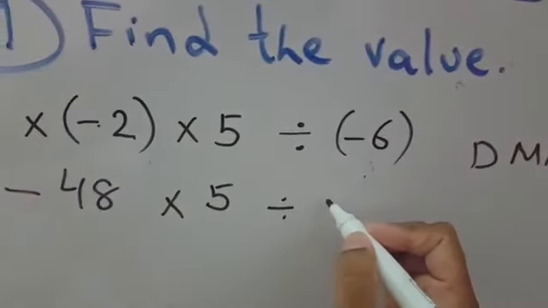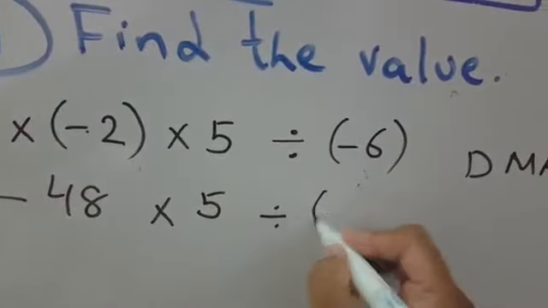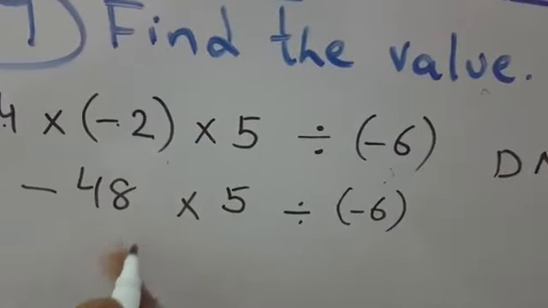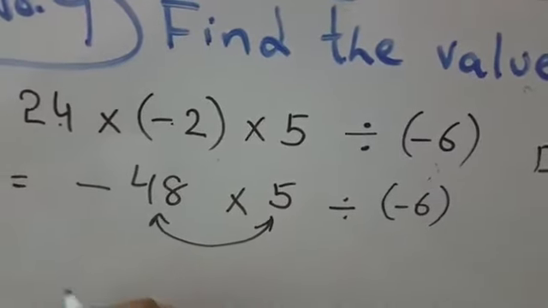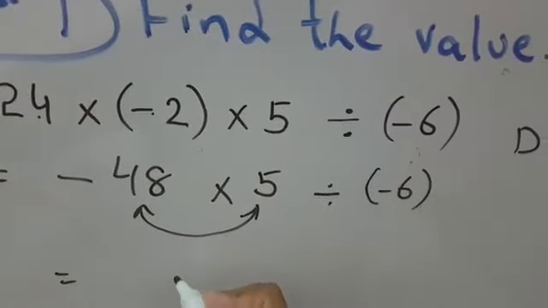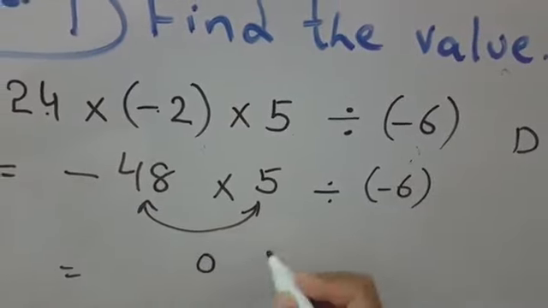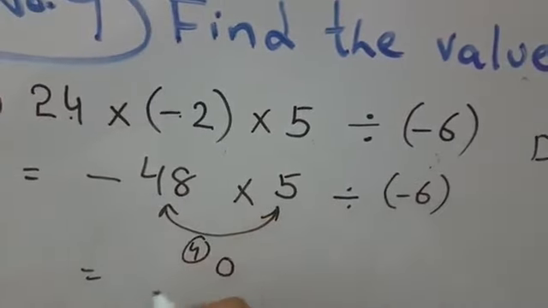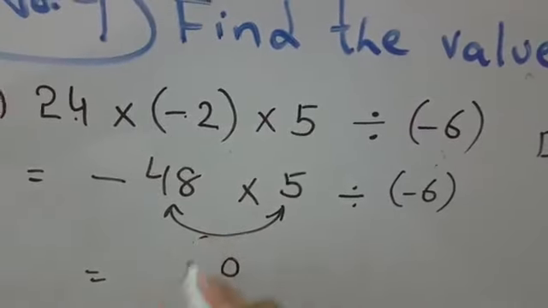I will not solve two processes in the same step. I will do the other in the other step. Now I can multiply both of these. First of all, 48 will be multiplied by 5. 5 times 8 is 40 and 4 carry. 5 times 4 is 20, and 20 plus 4 is 24. So it will be 240.